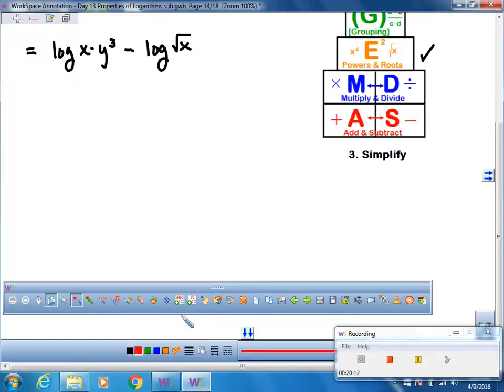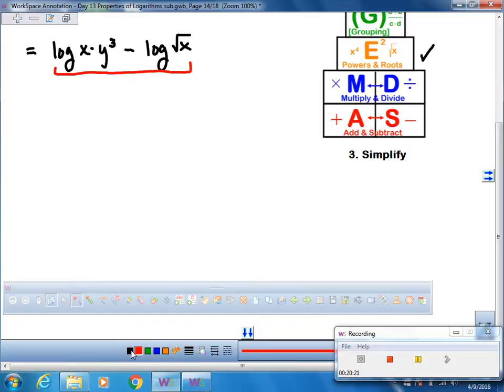And now, one more time. That's right, one more logarithm using the quotient property. So I'm going to have log quotient xy cubed over square root of z.